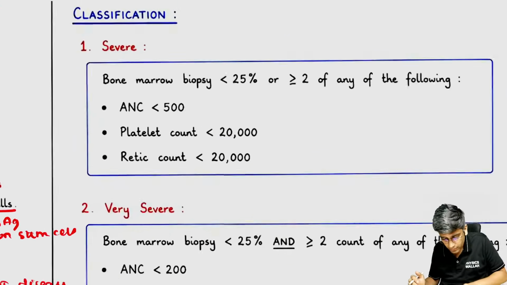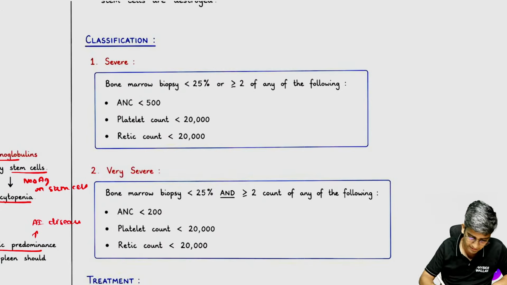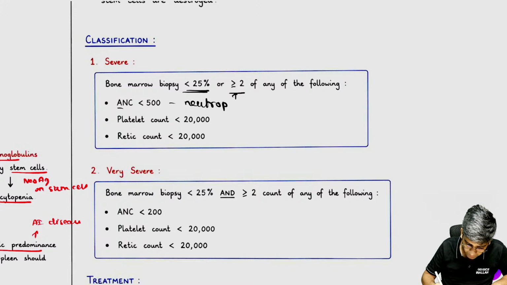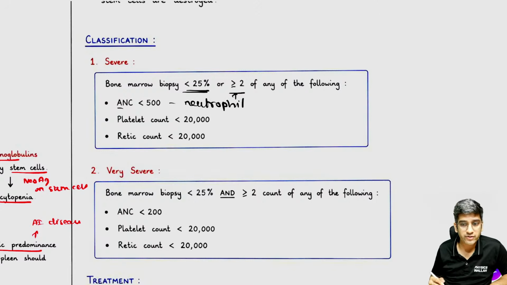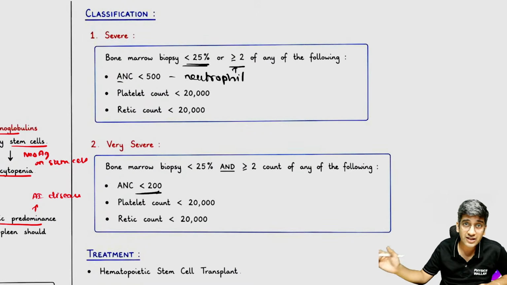Fine. We do have gradations. We call them severe aplastic anemia and very severe aplastic anemia. If the bone marrow biopsy is less than 25%, and more than 2 of the following: ANC, absolute neutrophil count, less than 500. Absolute neutrophil count less than 200 is very severe. Less than 500 is severe.